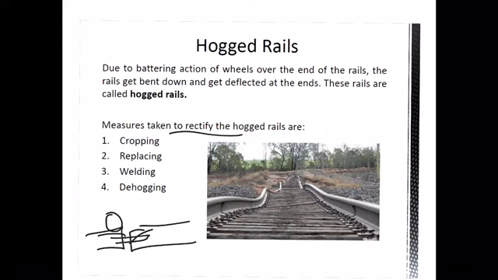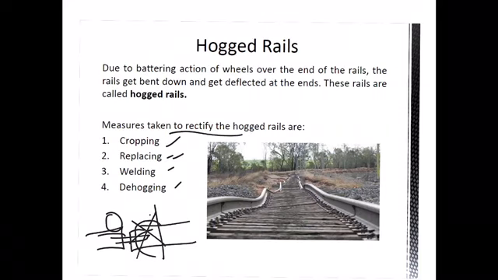Now what are the remedial measures to rectify these hogged rails? Some of the methods include cropping of the rail section, replacing, welding, and dehogging. In cropping, whichever part has been hogged is cut off, fresh holes are made, and fish plates are provided for fixing. Next one is replacing. We replace whatever rail section has been hogged with new rails.